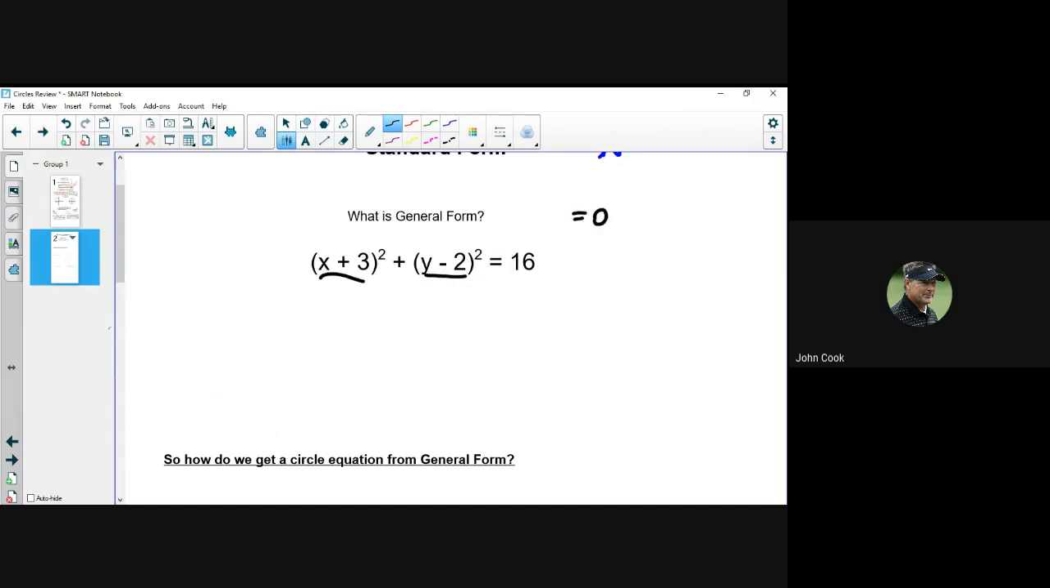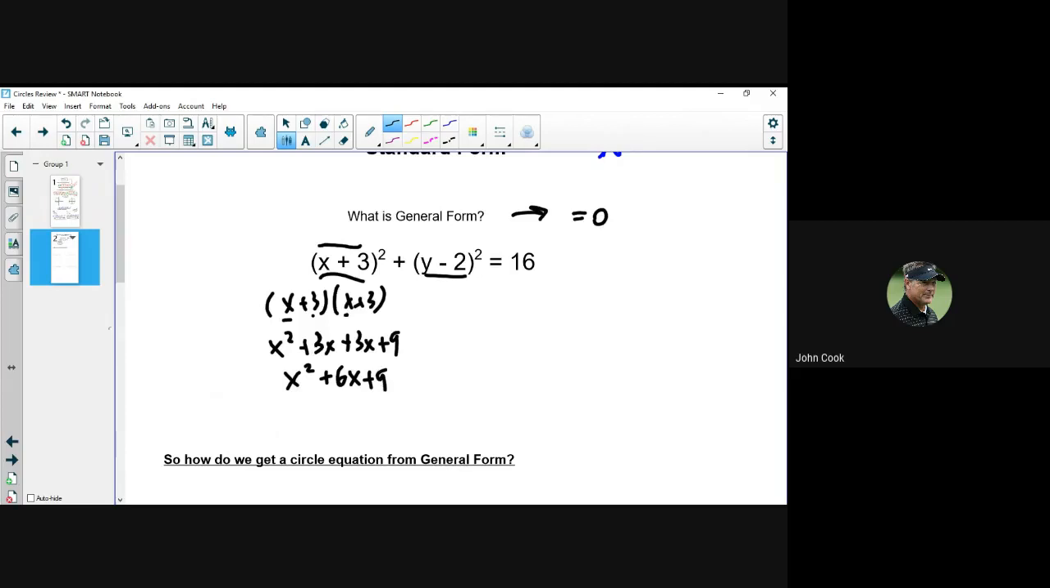So check this out. Here, we're going to rewrite this expression in general form. So I'm first going to start off with this part over here, and I'm going to FOIL it out. So I get x plus 3 times x plus 3, because that's what x plus 3 squared is. So x times x is x squared, and then I have 3 times x, which is 3x. And then I have x times 3, which is another 3x. And then I have 3 times 3, which is 9. So that all turns into x squared plus 6x plus 9.